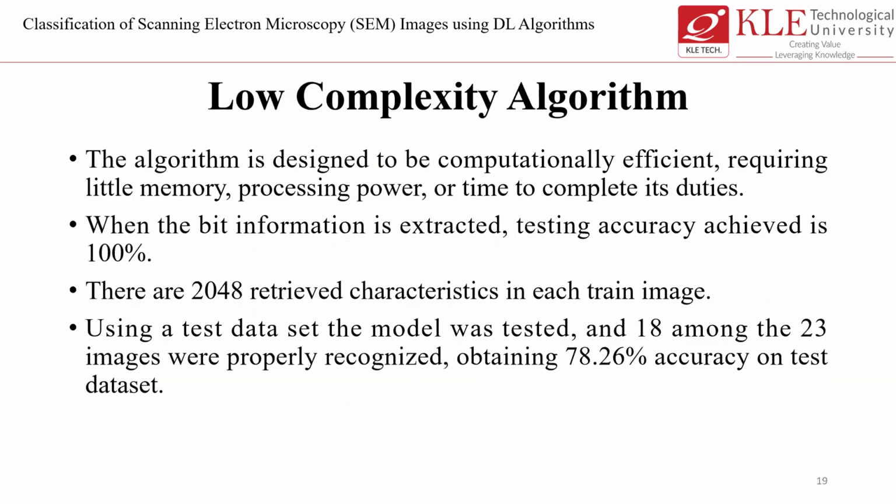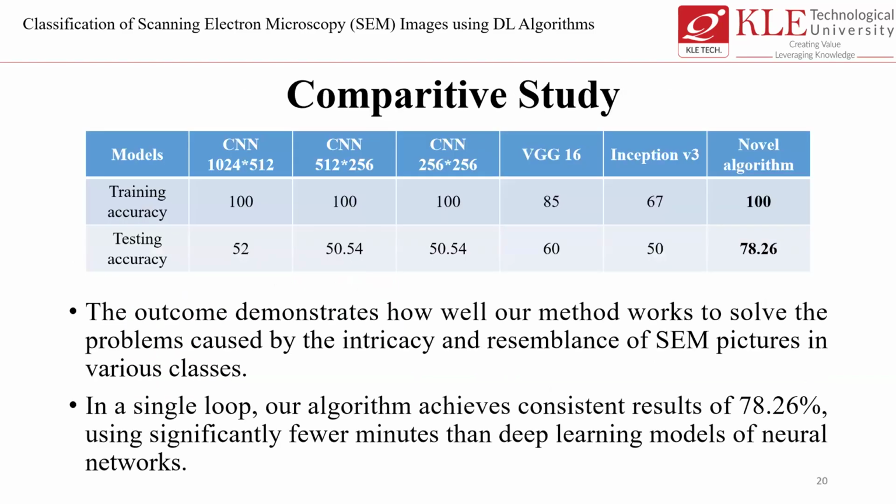Coming to the low complexity algorithm results, the training accuracy is always 100%, as the features are already stored. For the test data, 18 images among the 23 were correctly classified, obtaining an accuracy of 78.26%. The table depicts the performance of the models built. Based on the accuracy achieved in testing, the low complexity algorithm outperformed the existing deep learning models. Another advantage is time. It takes only one epoch, whereas the other deep learning algorithms took around 80 epochs, so the time taken is very much less.